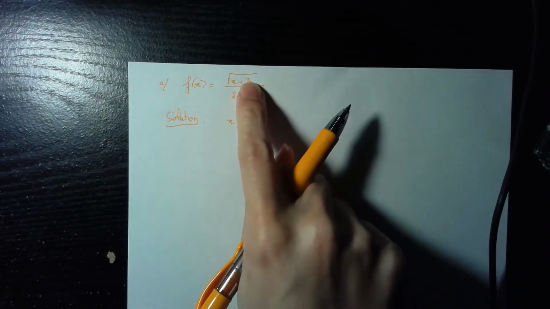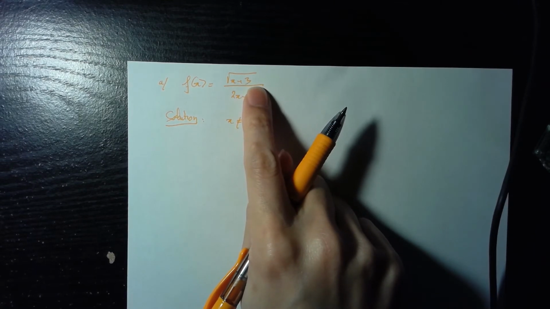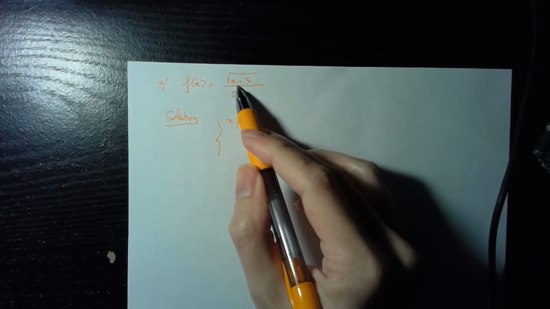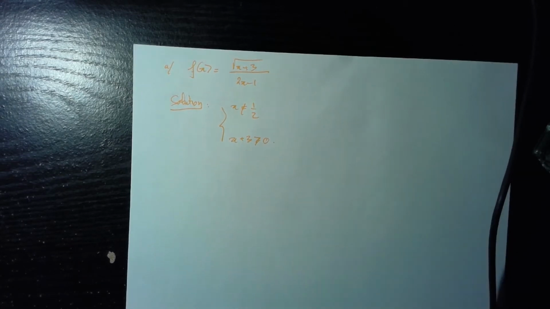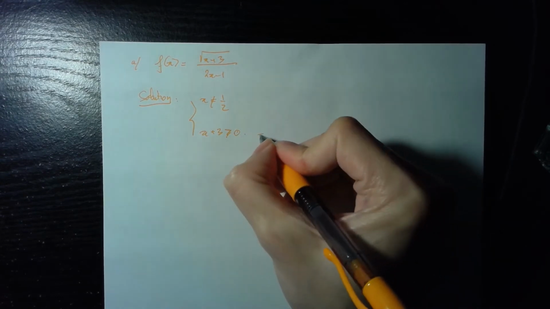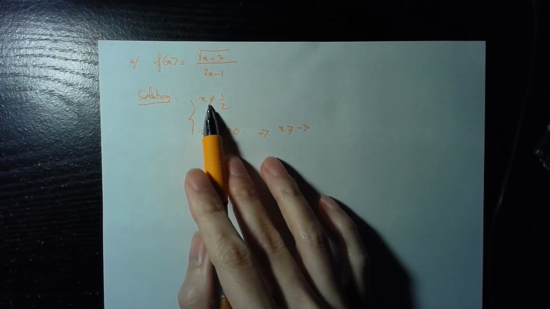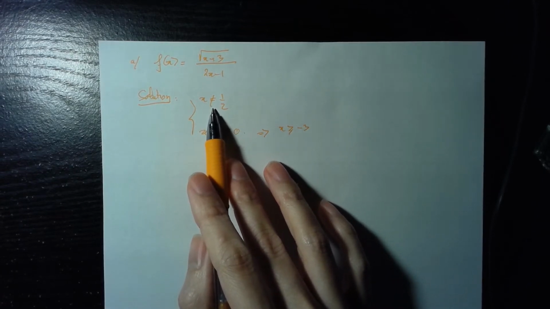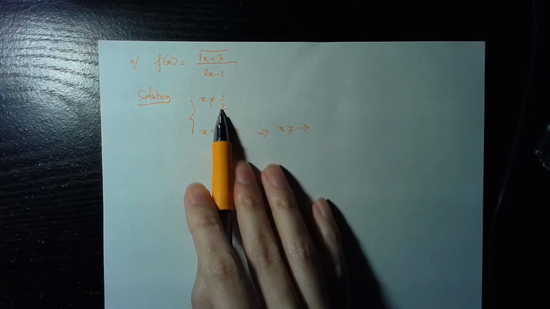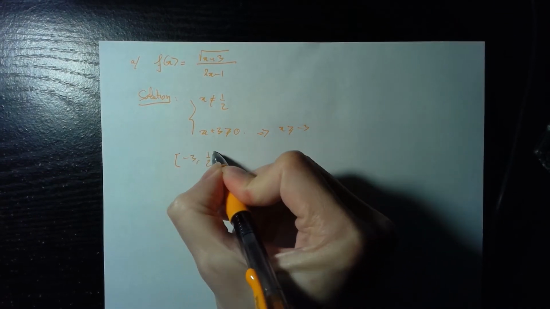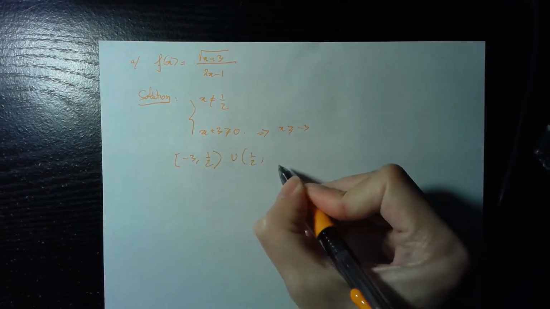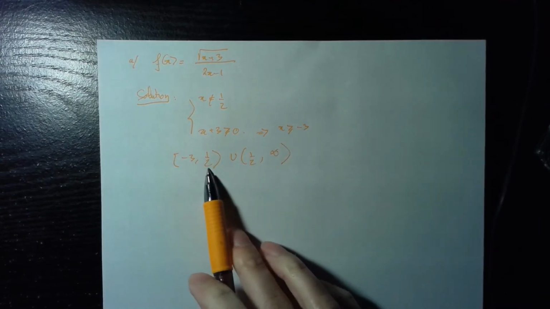Okay, and on the top, we cannot take the square root of a negative number, so everything inside must be greater than or equal to 0. Okay, so I'm going to write interval notation for this. So the final domain will be what? Everything greater than -3, but it must be different from a half. So the domain will be what? The domain will be [-3, 1/2) union (1/2, infinity), because everything else except for a half.